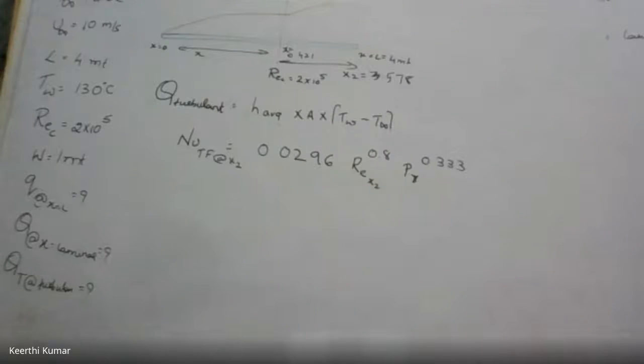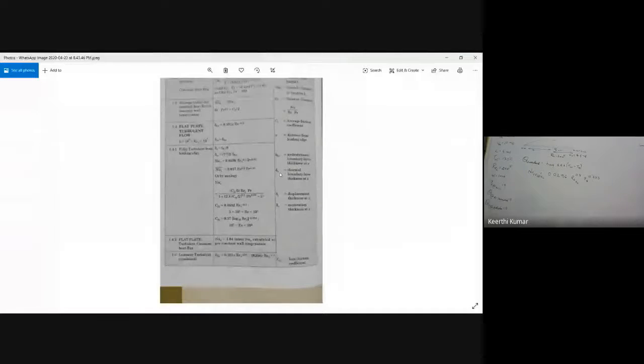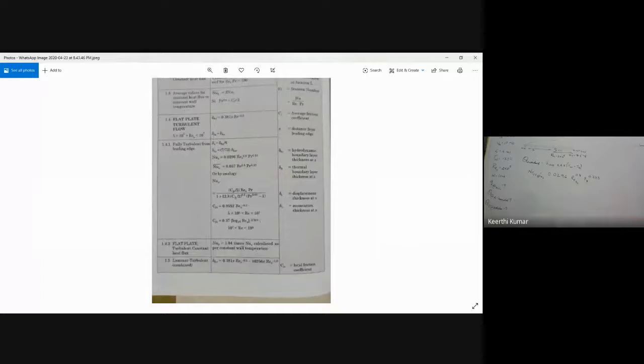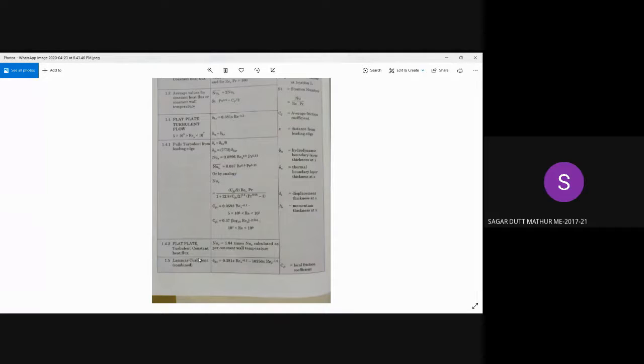Can you see now? Can you see? I have shared the data. I have shared the data handbook. Can you see this? Yes, sir.